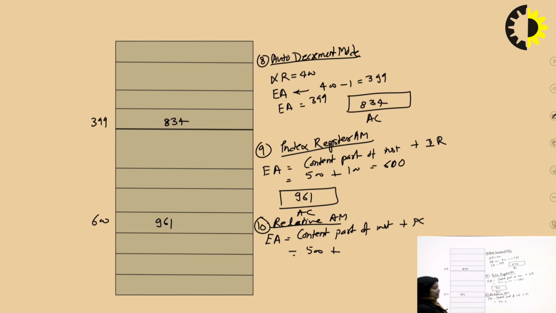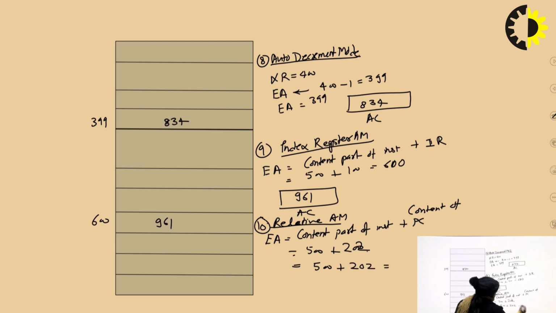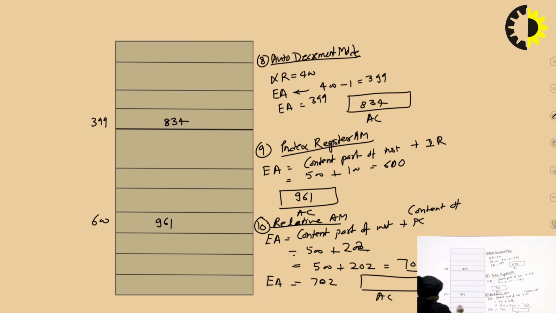So in the relative addressing mode, the content of PC is 202, so you write 500 plus 202, that is 702. So the effective address is 702, and the operand value is calculated here. Suppose at 702 there is 623. This is the address part of the instruction.